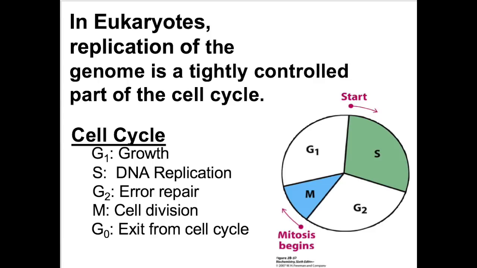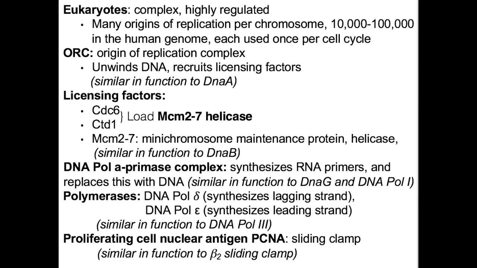For a cell that's going to divide, there are four main stages. There's G1, which is the growth phase. There's S for synthesis of DNA and other things that are going to be necessary for division. And G2, where the cell is growing again, but is also checking and making sure that everything is just right, that the DNA has been synthesized correctly, and if it hasn't, that it's been repaired. And then mitosis begins. In eukaryotes, replication is complex and highly regulated.